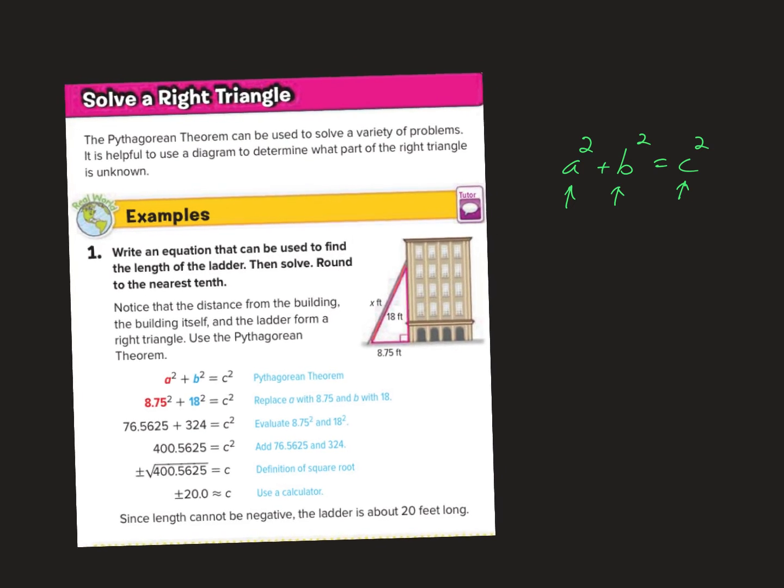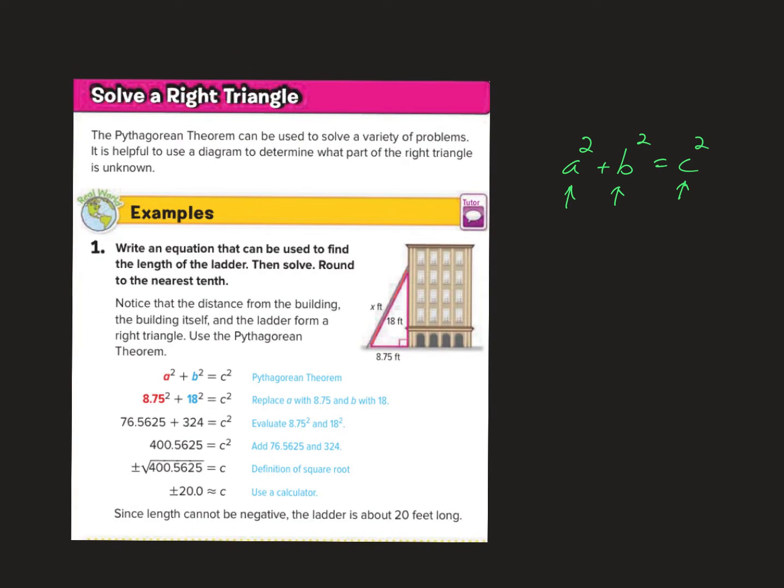So that being said, we'll look at the picture and I'll kind of talk you through here. We're being asked to find the length of a ladder that would be used to access this building. One leg, the base here, that's 8.75 feet. The other leg that goes up the building vertically is 18 feet. And what we don't know is x. And it's called x because it's an unknown, but we know that that is c in relation to a right triangle, and we're looking for the hypotenuse.